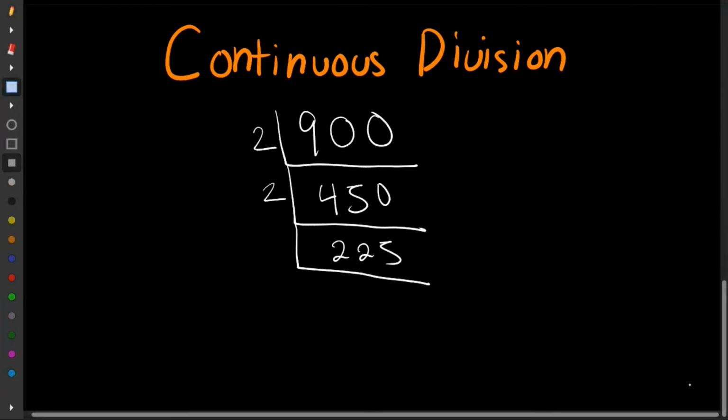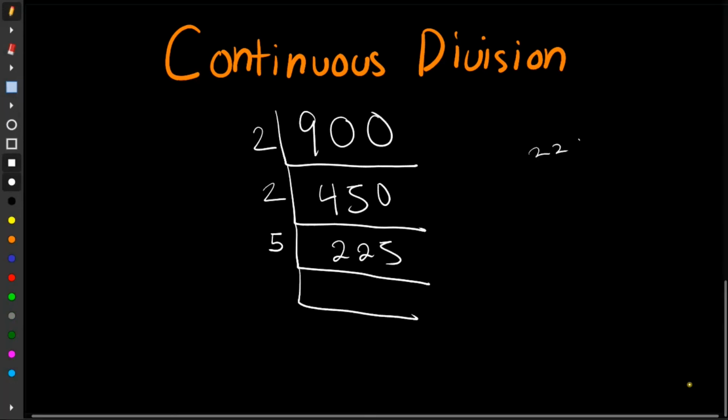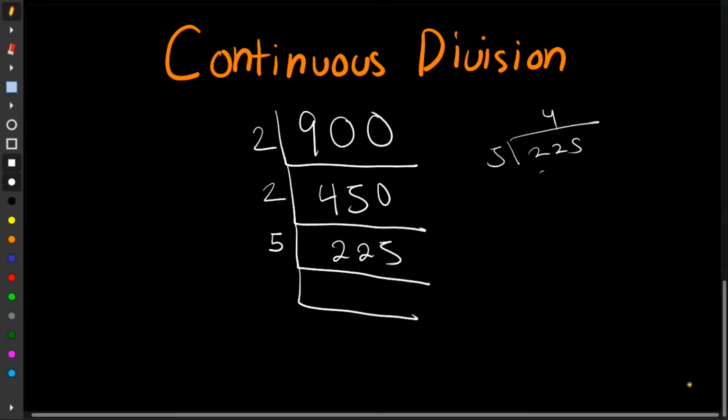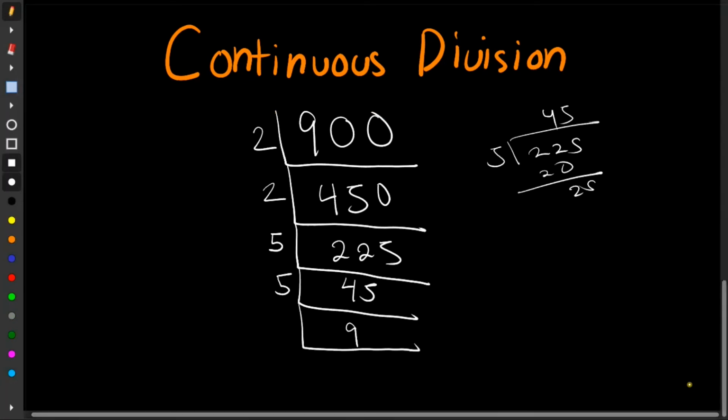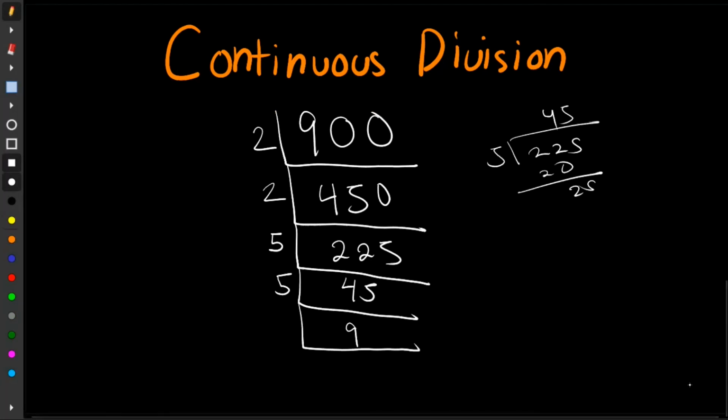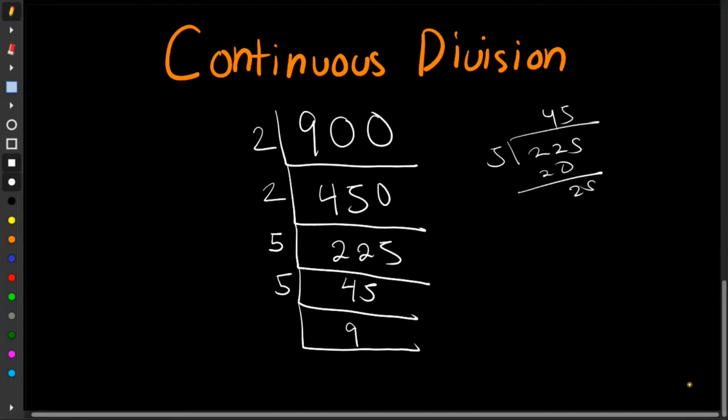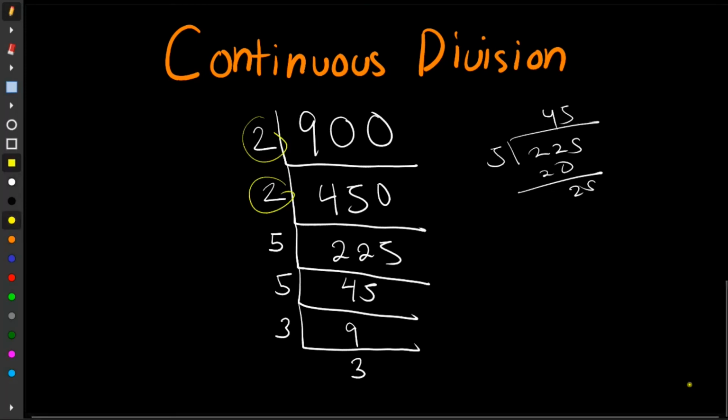Now for this one, since it ends in 5, clearly it is divisible by 5. So we put 5 out here, and dividing that gives us 45. Now 45 ends in 5 again, so we can divide it by 5 again. That would give us 9, since 5 times 9 is 45. And since 9 is divisible by 3, we write 3 out here, which will give us 3. Now all of these are primes already.